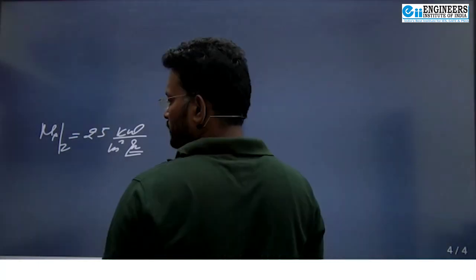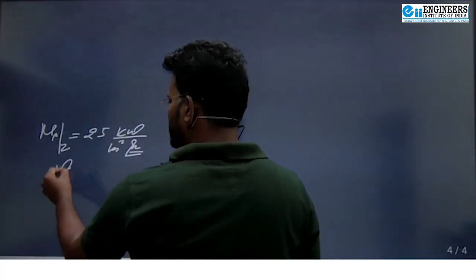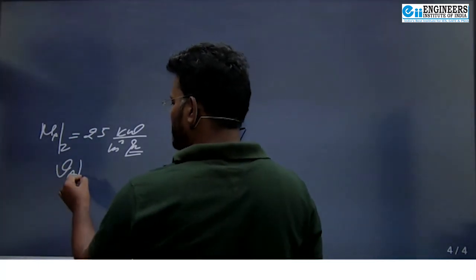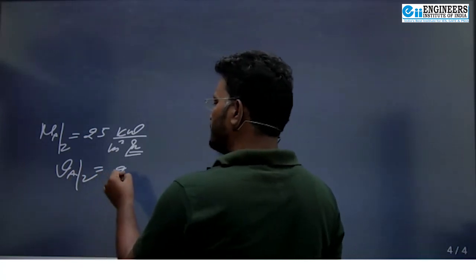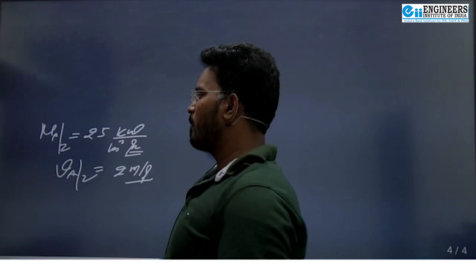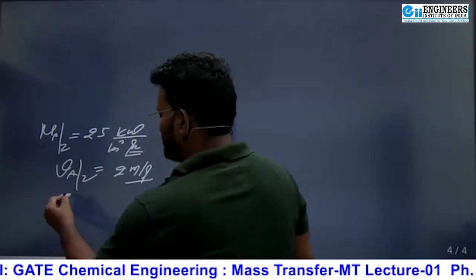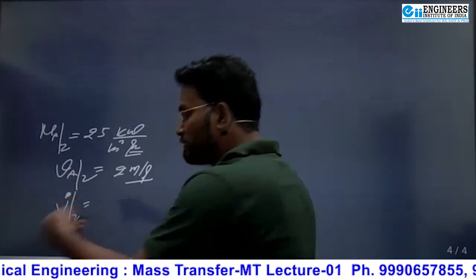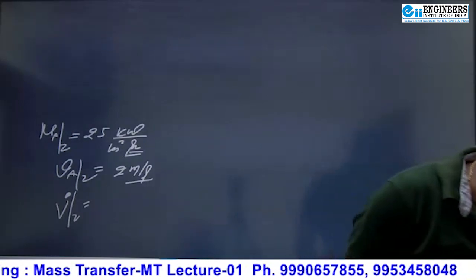If you know this, and you know the absolute velocity of A at that position Z, say 2 meter per second, you know the molar average velocity of a species at that position, because everything is going to change, na? Every term is going to change, sir.